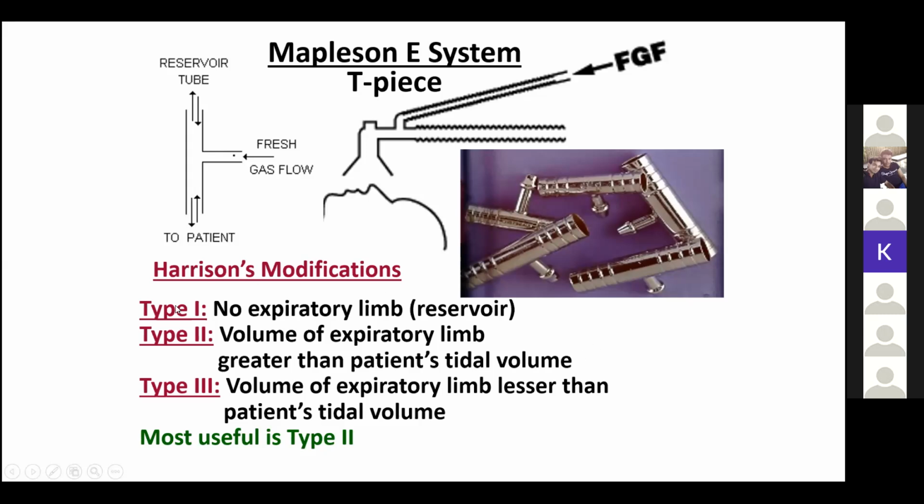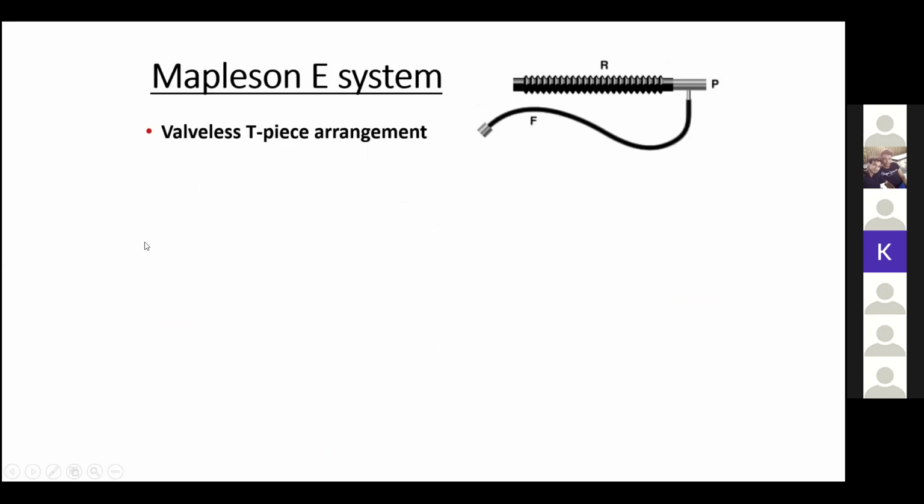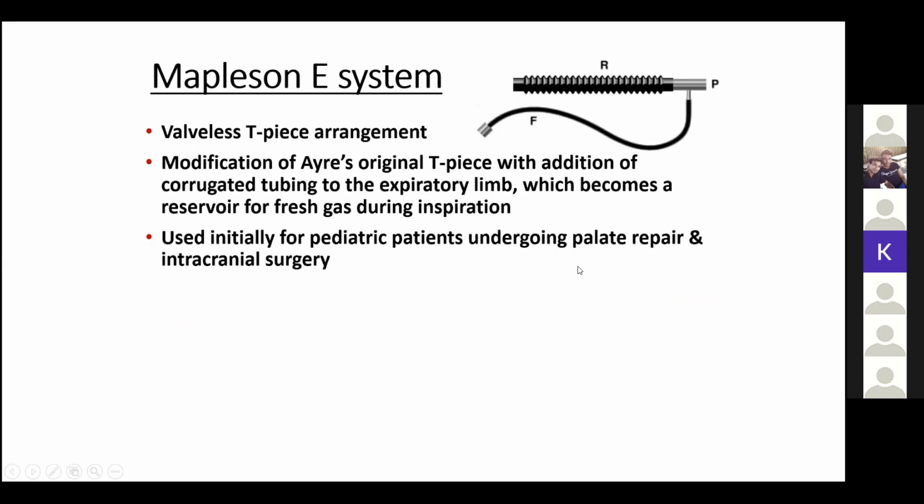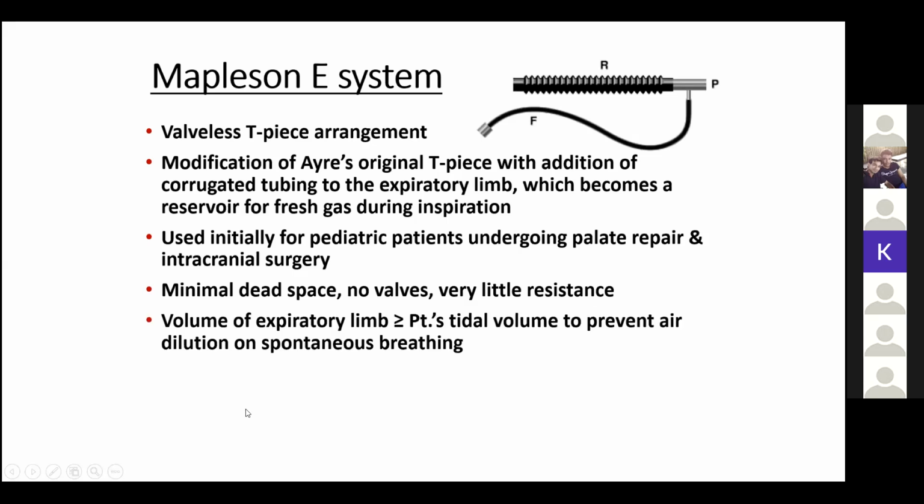Here, air dilution will occur in type 1 and type 3, and it gets converted into a semi-open system. So Mapleson E system, valveless T-piece arrangement. Modification of Ayre's original T-piece with addition of corrugated tubing to the expiratory limb, which becomes a reservoir for fresh gas. Now, the original Ayre's T-piece has no corrugated limb attached. This is a modification of the original Ayre's T-piece. It was used initially for pediatric patients undergoing palate repair and intracranial surgery. Minimal dead space, no valves, hence very less resistance.